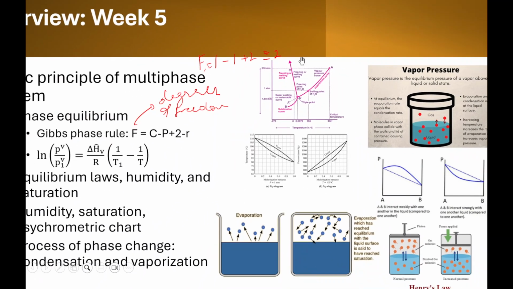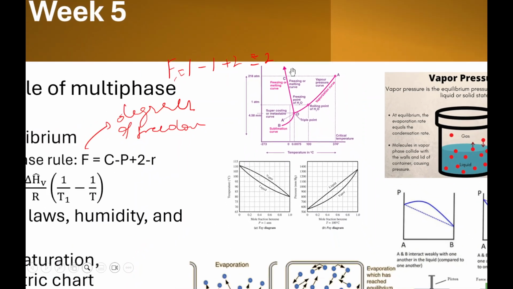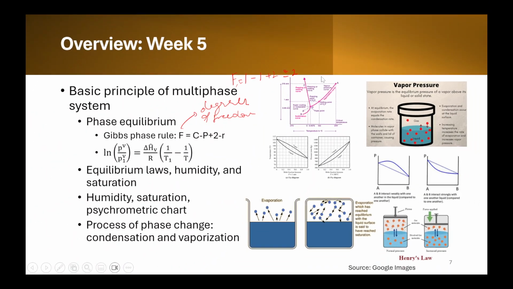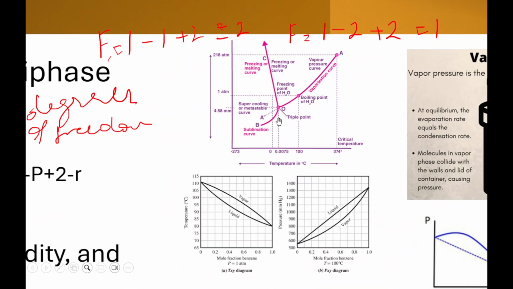Then suppose you are at this curve. At this curve, two phases exist, but the component is still one. So the degree of freedom will be one component, minus 2 plus 2. So 1 degree of freedom needs to be fixed. You only need to fix either the temperature or pressure.